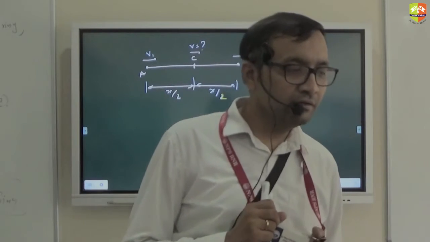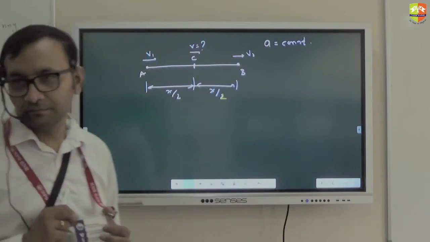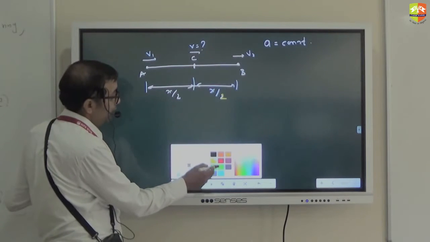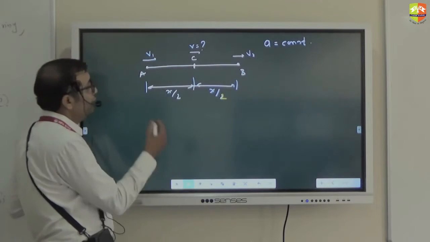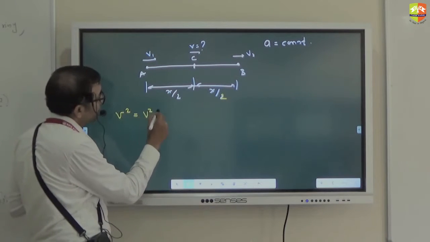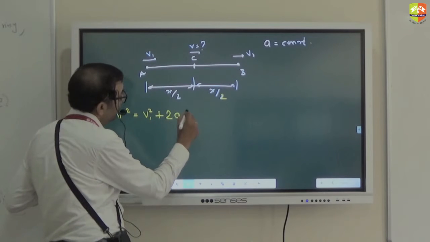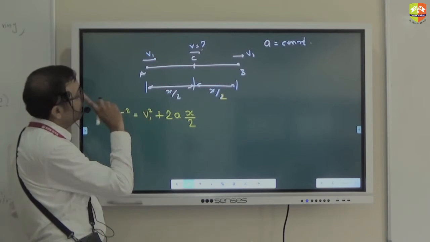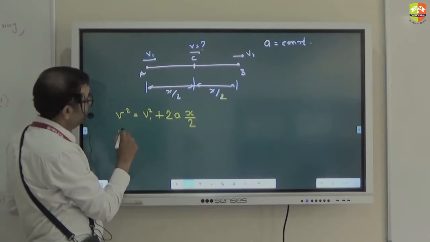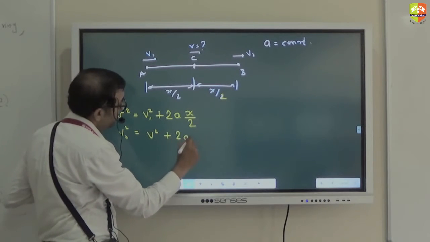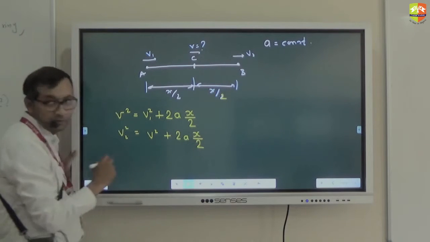Dimension is incorrect. How can a velocity be square of other velocity? It should be under root of that. Okay, listen here. What if acceleration would have been given? If acceleration is given, I could have written V square equals V1 square plus 2A into X by 2, yes or no? And between C and B, I could have written V2 square equals V square plus 2A into X by 2. Any doubt?